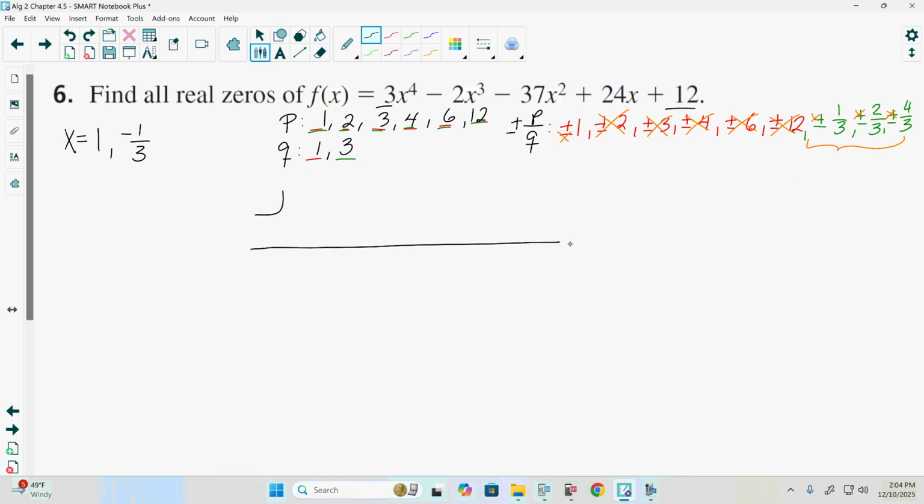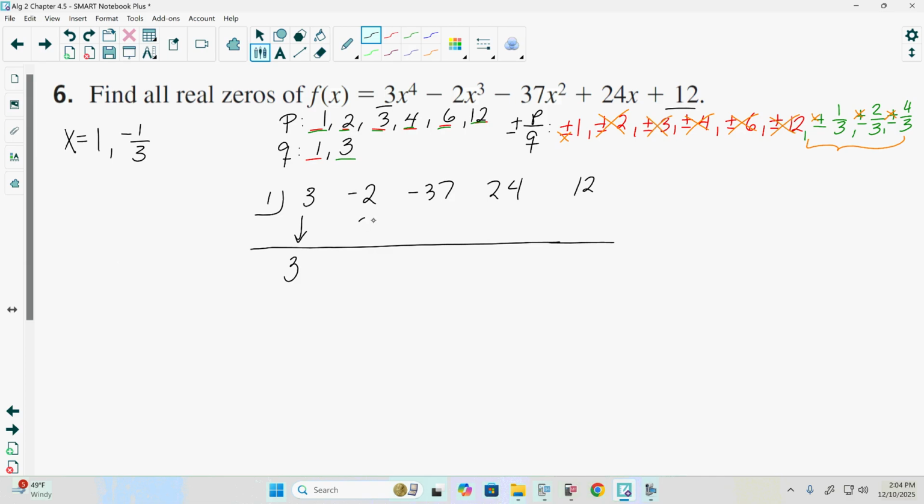1 or negative 1/3, which one do y'all want to use first? Doesn't matter. 1, 3. 1 is a nice one to start with. The only one nicer to start with for a solution is 0.